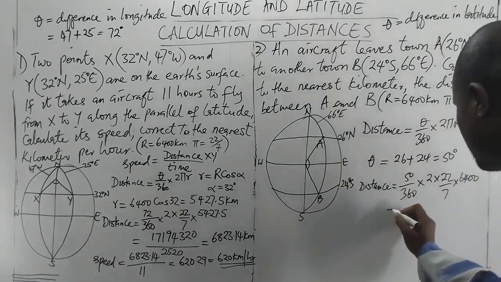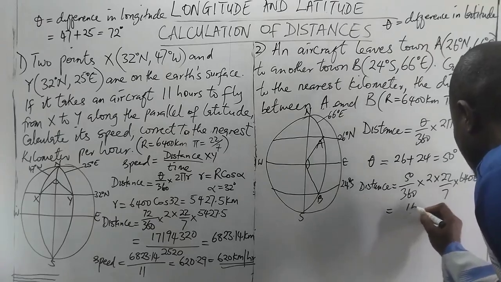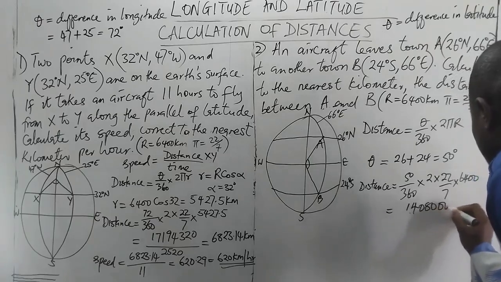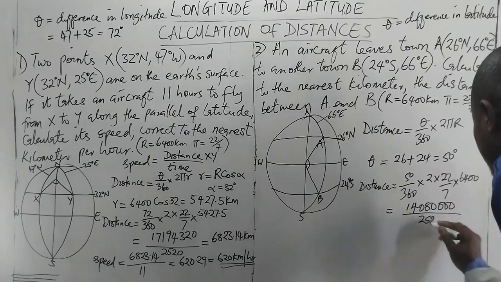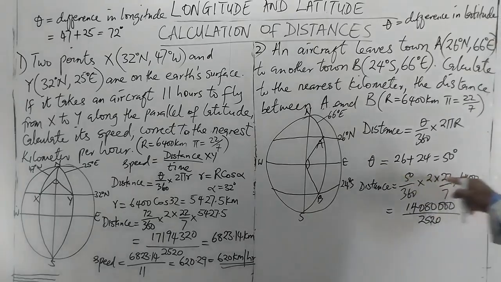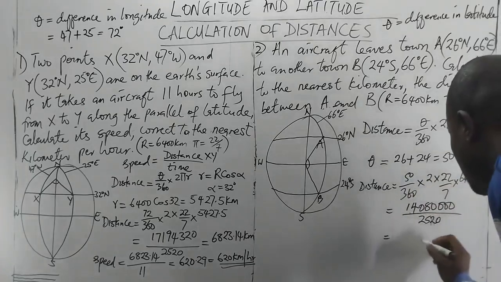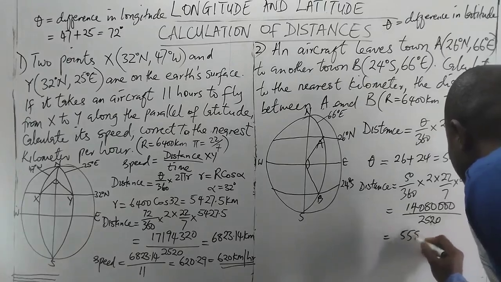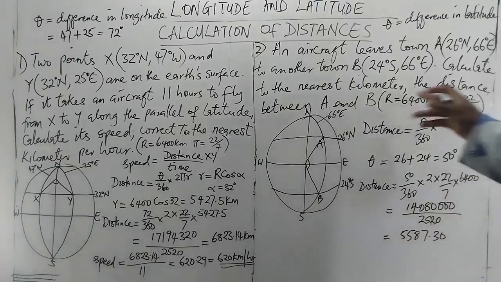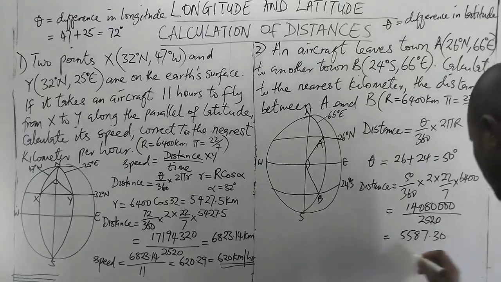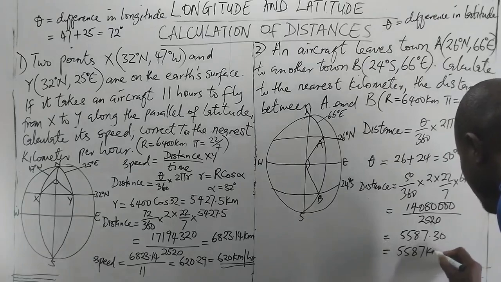If you do the multiplication, it will give you 14,080,000 over 2520. Multiply all the numerators, then multiply the denominators. Then when you finally do the division, it will give you 5587.30. The question says to the nearest kilometer. So the nearest kilometer of this number is 5587 kilometers.